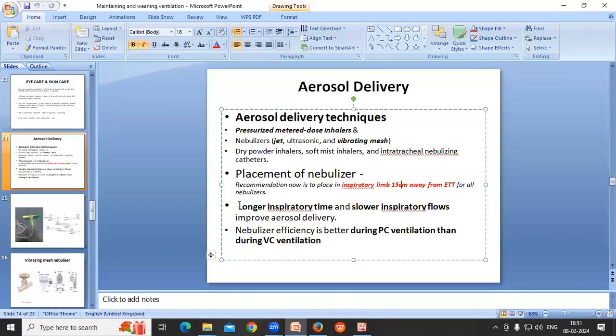And when you're nebulizing, you need to give longer inspiratory times and slower inspiratory flows to maximize the aerosol delivery, and try to choose PC mode rather than VC mode when you're giving nebulization. These are two basic points you need to remember. Longer I time, slow flows. PC mode better than VC mode. So these are the two basic things for using nebulizer.